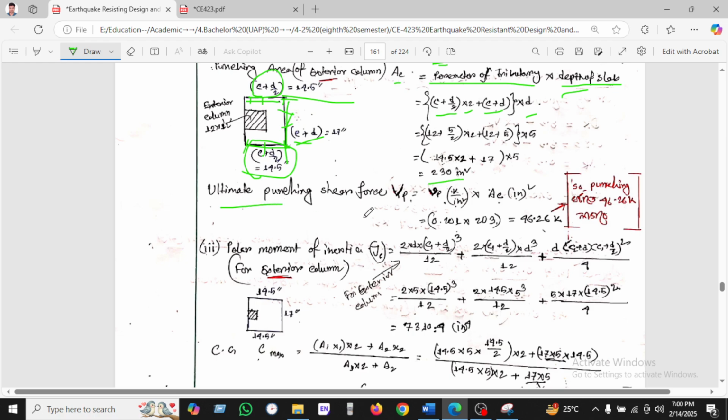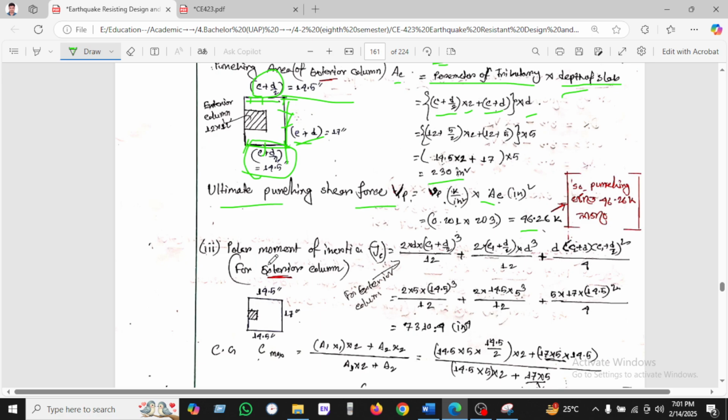So ultimate punching shear force is VP, which we know VU into AC, and found 46.26. So we know if we want the punching, then we need 46.26 kip needed for the occurring the punching.